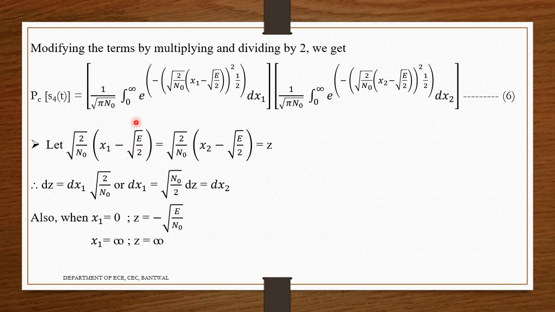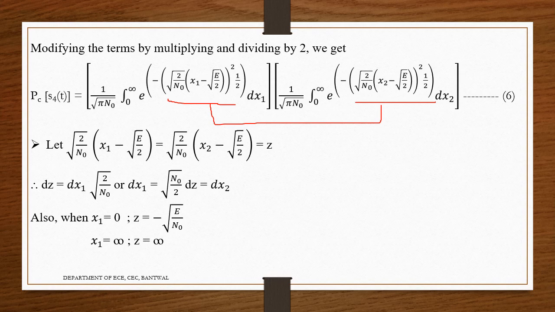Now the square root of 2 by N0 into x1 minus the square root of E by 2 equals the square root of 2 by N0 into x2 minus the square root of E by 2 equals z. So I am considering this term and this term as equal, except x1 and x2, which are also equal, because the symbol of x1 is 1 and the symbol of x2 is 1, and I'll consider it as z.